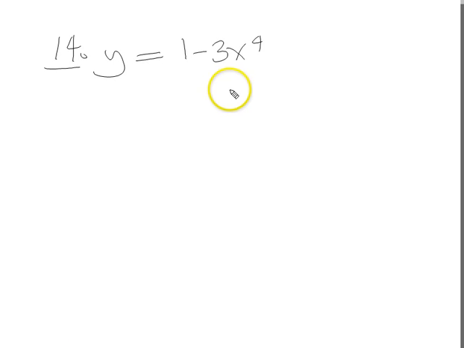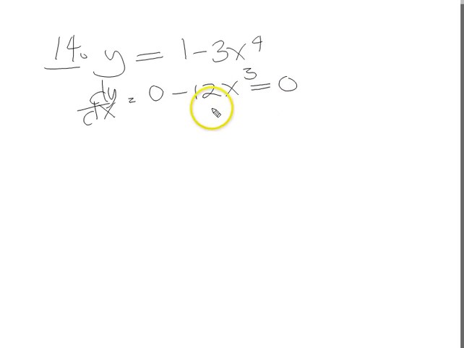Right, guys, let's have a look at 14 then. We've got y equals 1 minus 3 lots of x to the power 4. So let's get the gradient function, dy/dx. Constant goes to 0. 4 comes down to multiply with the 3 to make minus 12, x to the 1 less than 4, which is cubed. Let that equal 0 then.